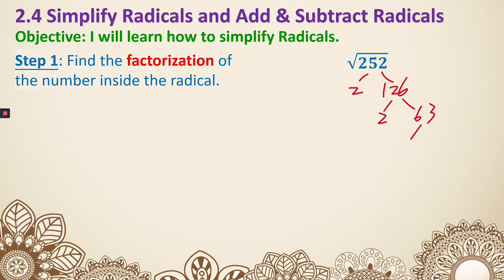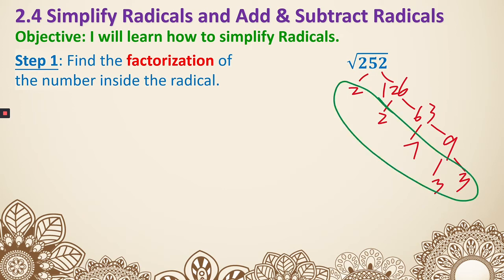This time it's not even anymore, but I know it's 7 times 9, so I'm going to take out a 7. I have a 9. I can take apart a 9 as 3 and 3. Again, I'm just looking at the numbers that are not branching out anymore. So I can rewrite my 252 as 2 times 2 times 3 times 3 times 7. So that is the first step.